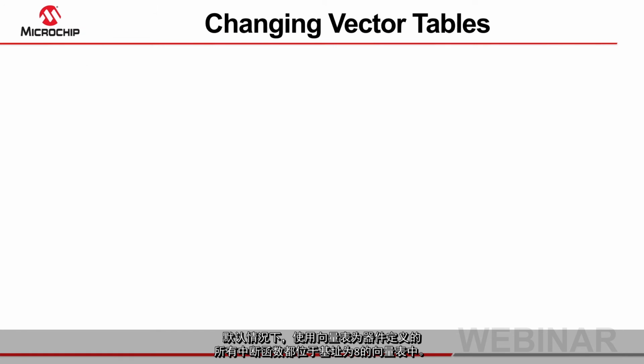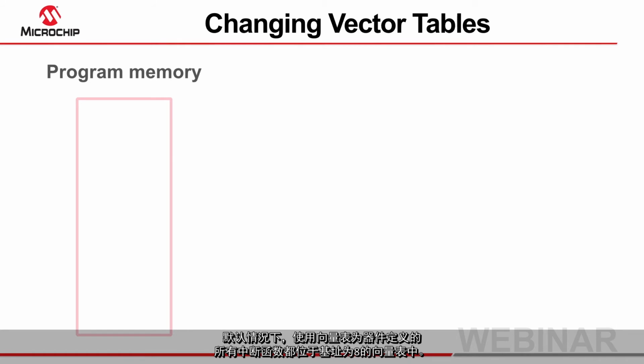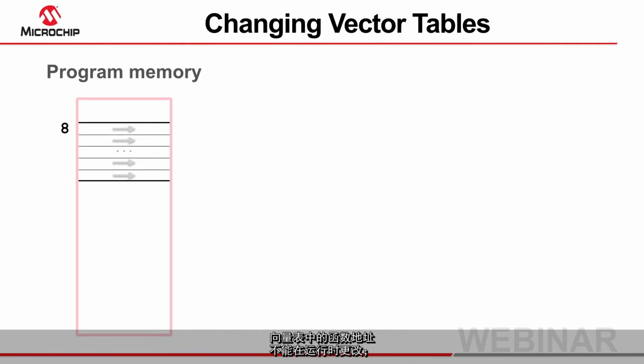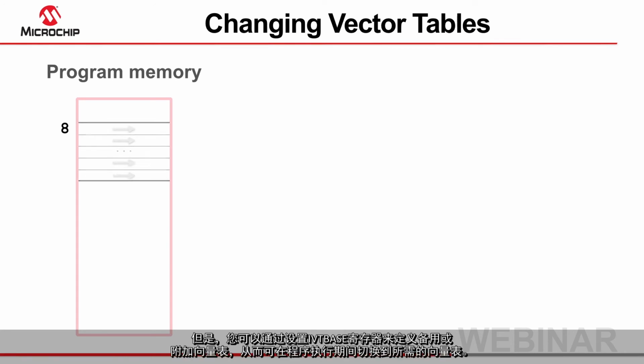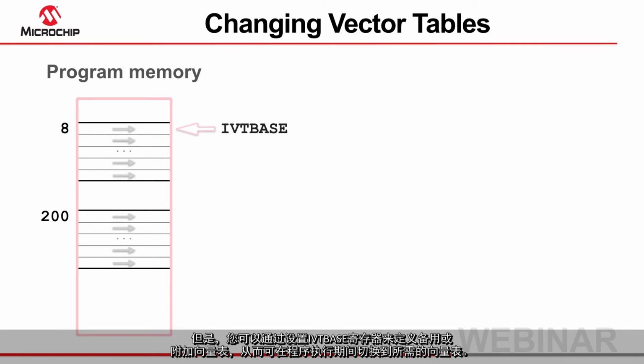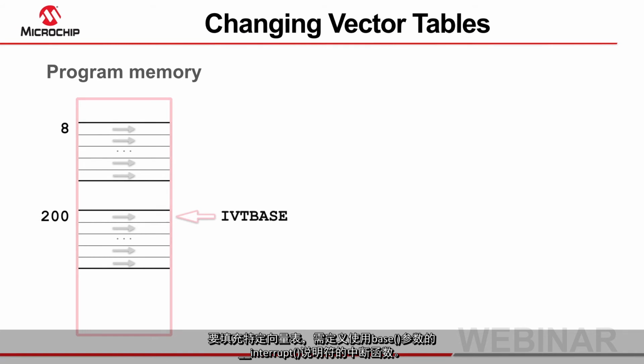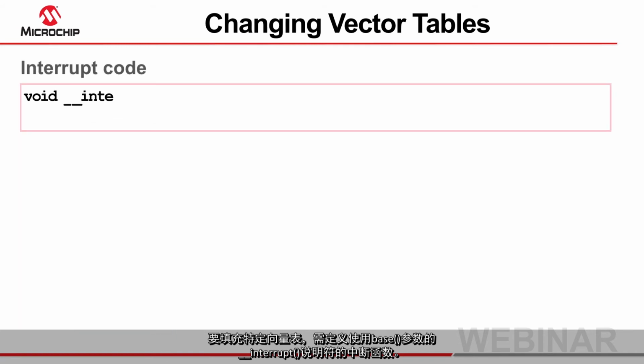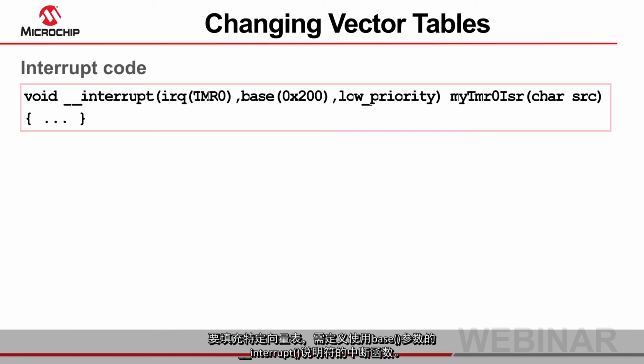All the interrupt functions you define for devices using vector tables will, by default, be located in a vector table with a base address of 8. The function addresses in the vector tables cannot be changed at runtime. However, you can define alternate or additional tables and swap to the required table during program execution by setting the IVT base registers. To populate a specific table, define interrupt functions that use the base argument to the _interrupt specifier.